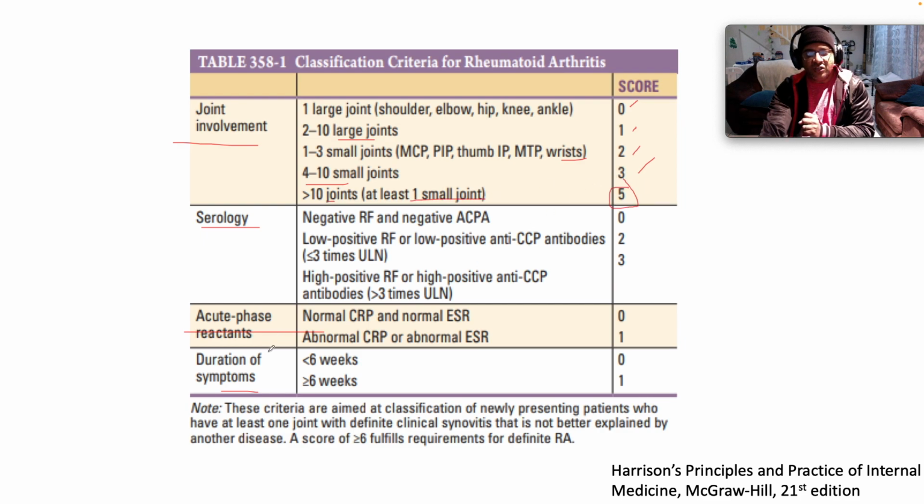Right, and if you've got duration of symptoms being less than 6 weeks, you score 0, but more than 6 weeks, 1. Then in terms of your serology, if you've got a negative rheumatoid factor and a negative anti-citrullinated peptide antibody, or anti-CCP, you score 0. If you've got a low positive rheumatoid factor or a low positive anti-CCP, which is below 3 times the upper limit of normal, you score yourself 2. If you've got a high positive rheumatoid factor or a high positive anti-CCP above 3 times the upper limit of normal, you score yourself 3.